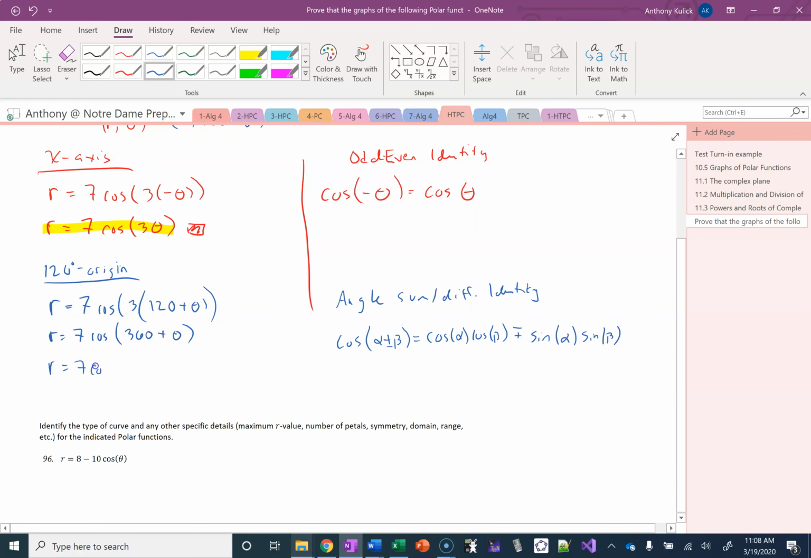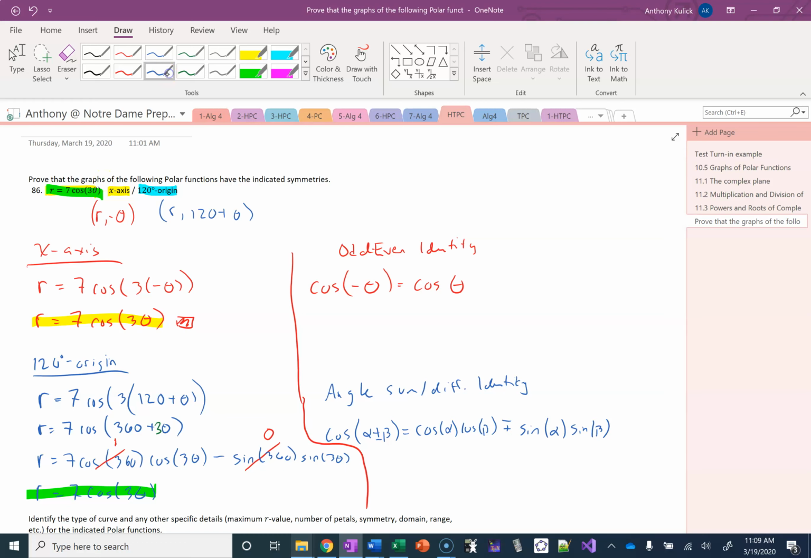So it's r times 7 cosine 360 times cosine 3 theta, forgot to distribute the 3 to the theta there, minus sine 360 times sine 3 theta. And if you recall, the sine of 360 is 0. So that last piece just drops off. And the cosine of 360 is 1. So I'm left with 7 cosine 3 theta. And because this is exactly the same as the original, we are finished. So that's what we do for 86.